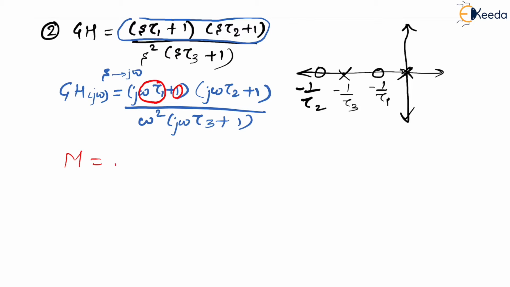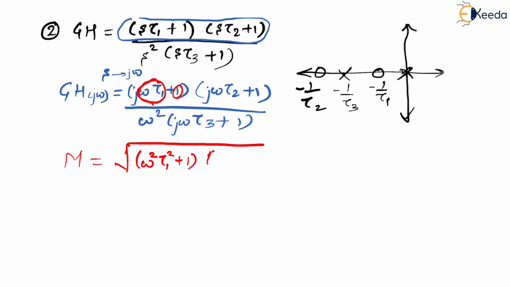So it is equal to what? Under root of. Let me keep a big under root because it's going to be multiplied only, right? So it is what? Under root of real part squared plus imaginary part squared. So if you think of this omega tau 1, it becomes omega squared tau 1 squared plus 1, right?